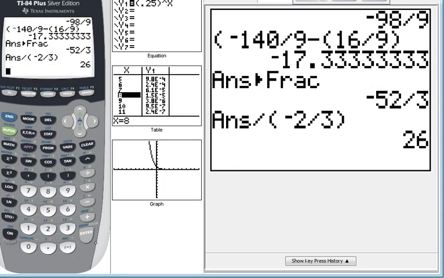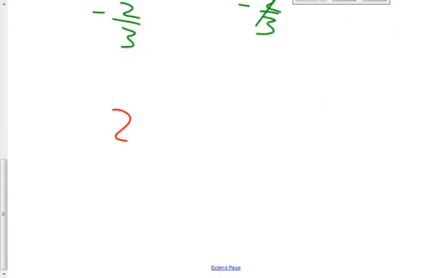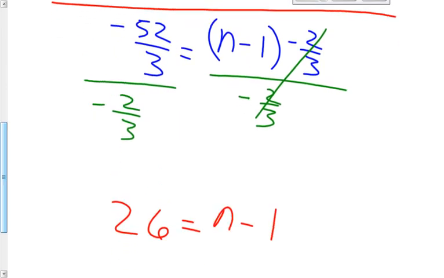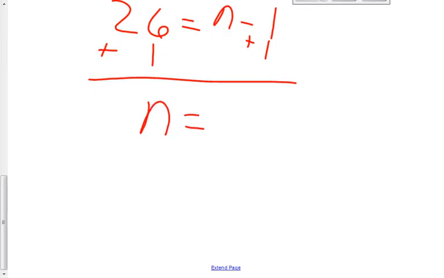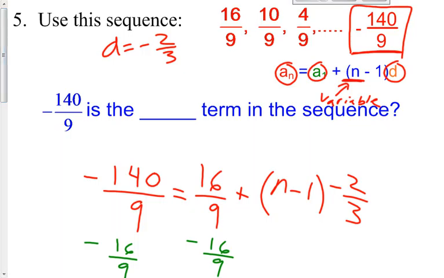And I get a positive 26. So 26 equals n minus 1. And lastly, getting n all by itself, I simply add 1. So how many terms are there in this sequence? N equals 27. A negative 149ths is the 27th term in this sequence. So if you were to have your first, second, third, fourth, fifth, sixth, seventh, this one would be the 27th term. That would give a negative 149ths.